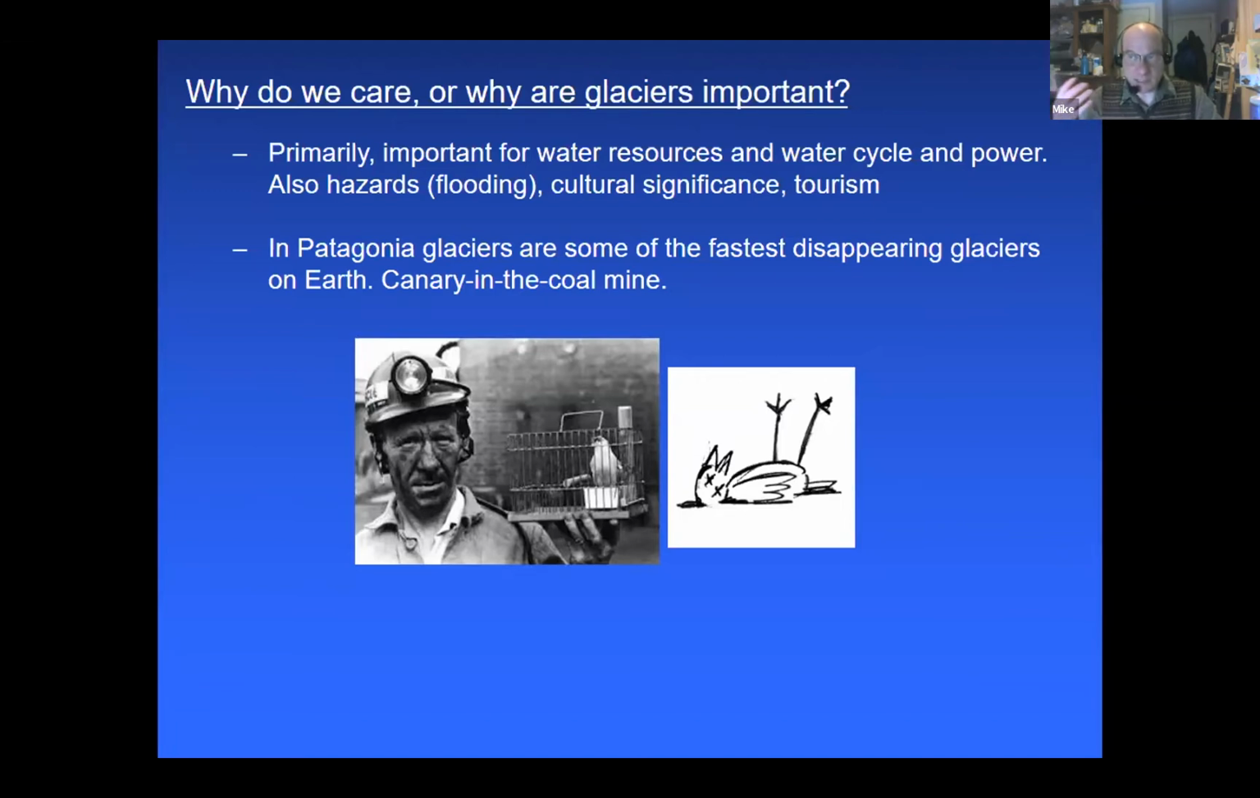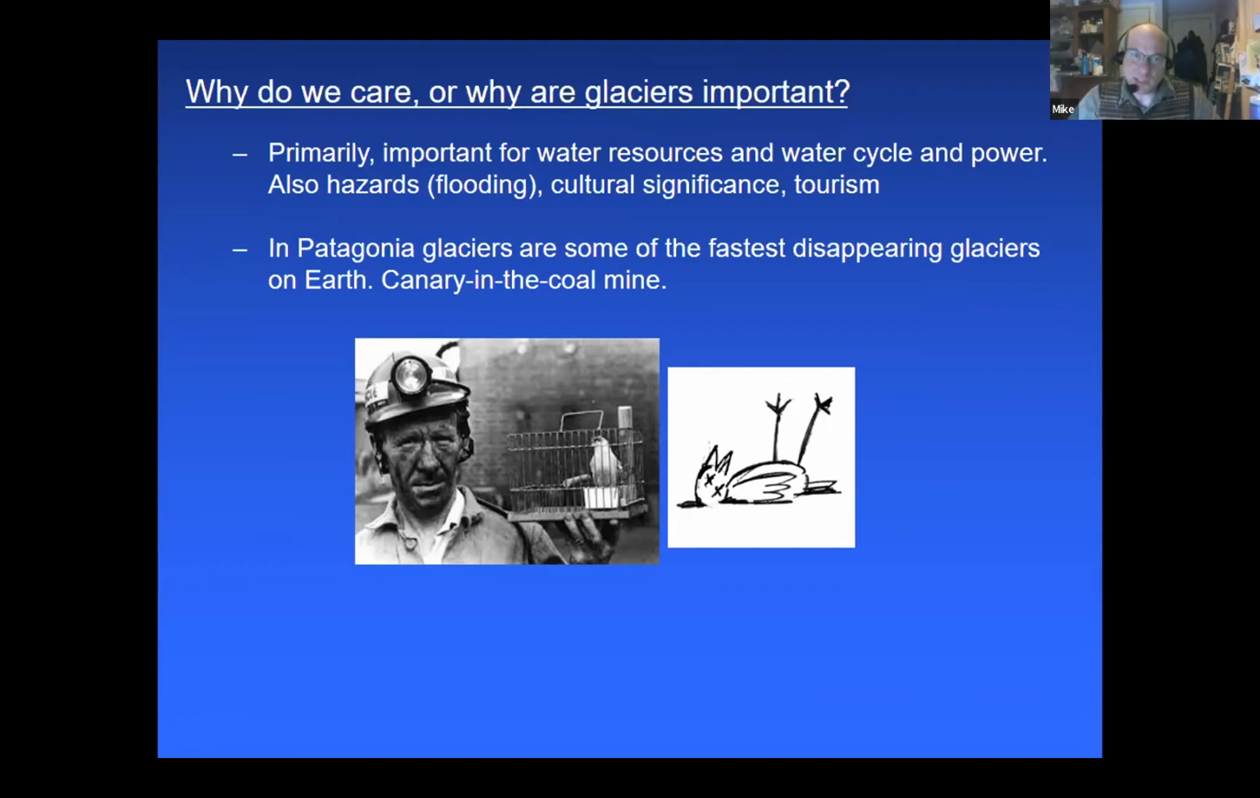My understanding is glaciers carry strong cultural significance for certain countries. Their national identity includes glaciers being in their catchments. It's also important for tourism. For example, Glacier National Park will not have any glaciers by the end of this century, if not a lot sooner. It's important in Patagonia, where I work.